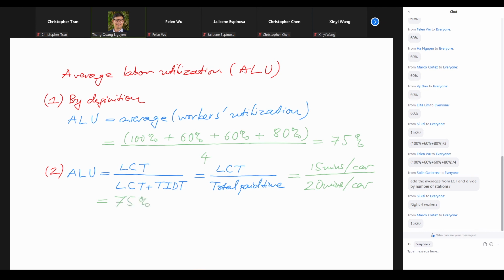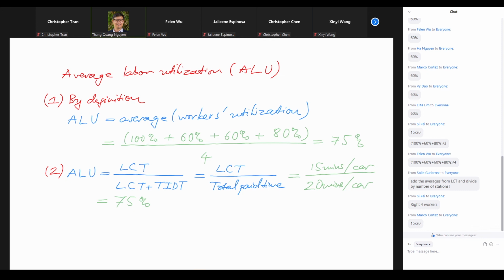It is a shortcut. Why? We bypass the average. We just calculate the actual work time divided by the total paid time. Then we can also find how efficient it is, right? And earlier, C and Marco got the idea, and it is what we are doing here in the second method.